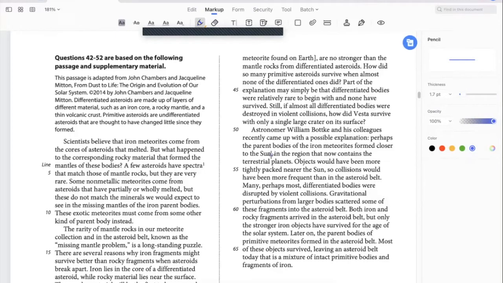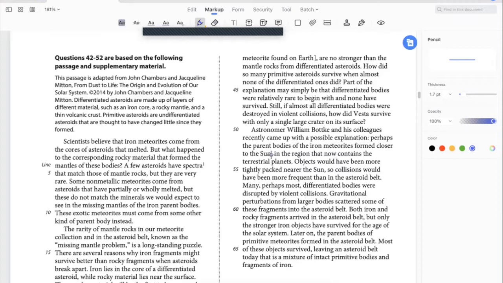This passage is adapted from John Chambers and Jacqueline Mitton, From Dust to Life: The Origin and Evolution of Our Solar System. Differentiated asteroids are made up of layers of different materials such as iron ore, a rocky mantle, and a thin volcanic crust. Primitive asteroids are undifferentiated asteroids that are thought to have changed little since they formed. Scientists believe that iron meteorites come from the cores of asteroids that melted. But what happened to the corresponding rocky material that formed the mantles of these bodies?